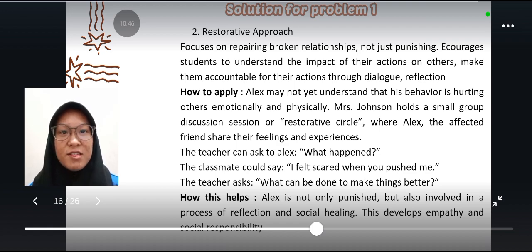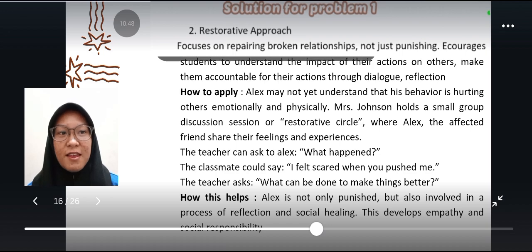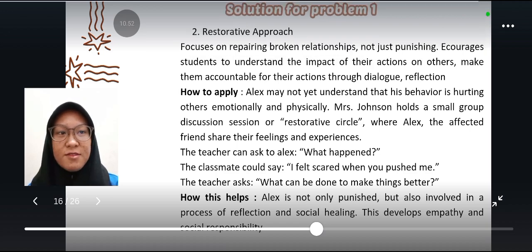The teacher can ask Alex, "What happened?" A classmate can say, "I felt scared when you pushed me." The teacher asks what can be done to make things better. How does this help? Alex is not only punished but also involved in a process of reflection and social healing. This develops empathy and social responsibility.